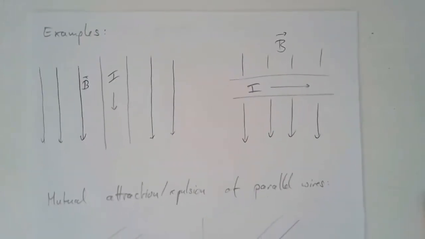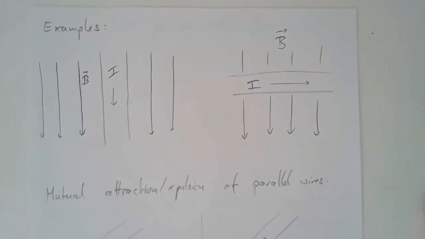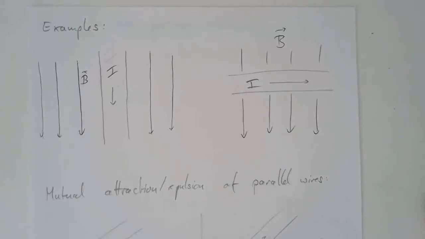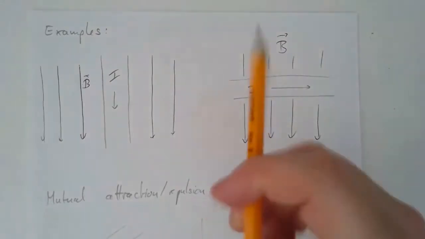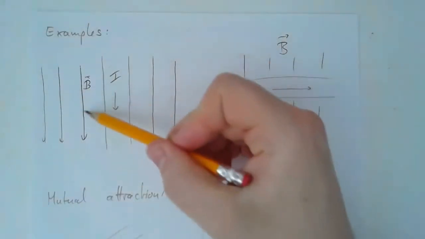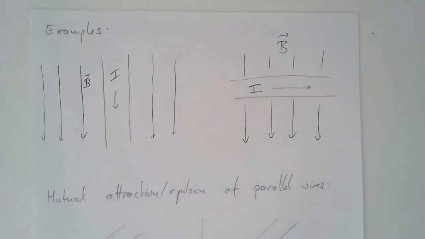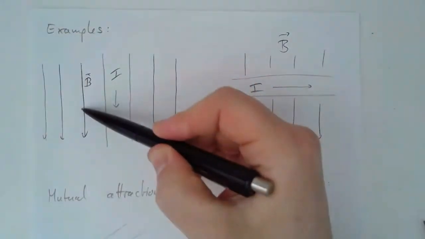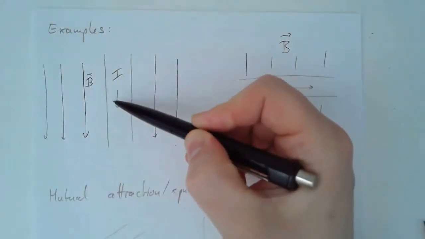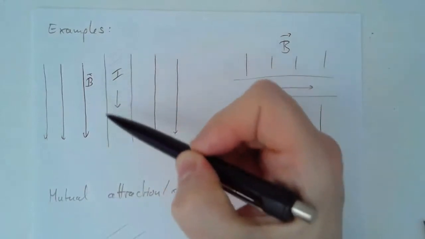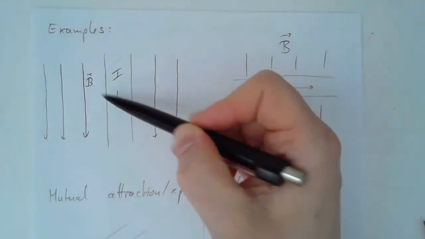These are some examples. So let's pretend I have a wire inside a magnetic field. The magnetic field here is created by some other thing, by some other set of wires somewhere. This magnetic field here is not created by this wire. It's created by something else. This wire would not create a field like this.